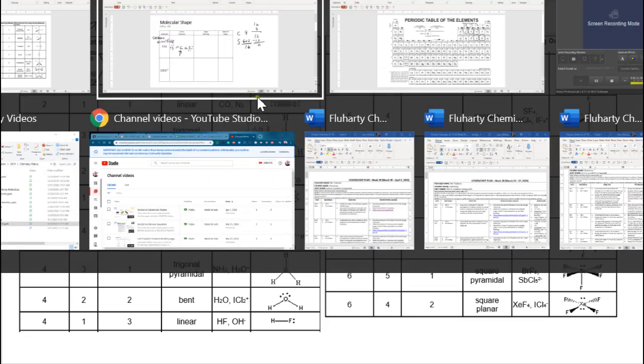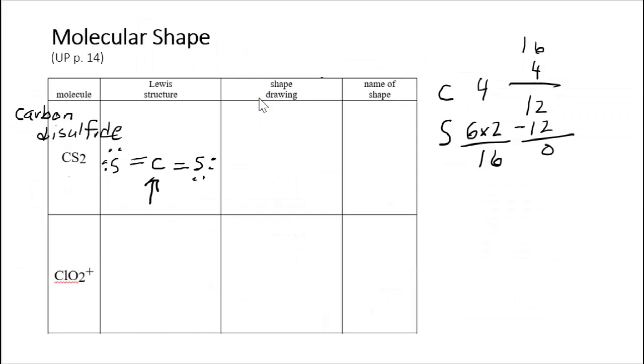Let's go back to the unit packet. The shape drawing will be an S with a carbon with an S, and it's linear. I was going to say that it's only two atoms, but it's actually three atoms. So let's look at the next one.